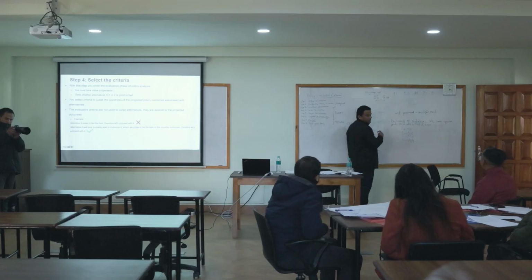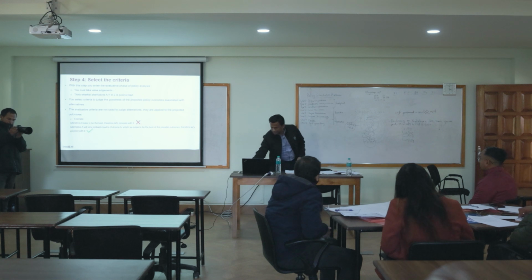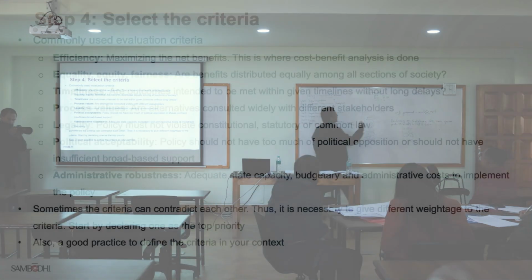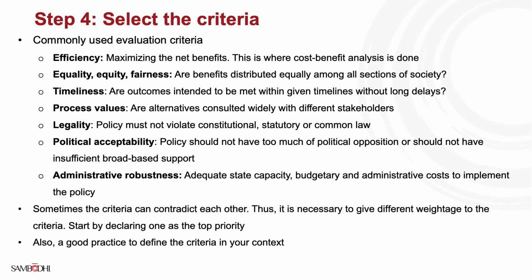One is efficiency, the other one is equality and equity, right? Then you have timeliness, another one is legality, and the fourth one is administrative robustness.